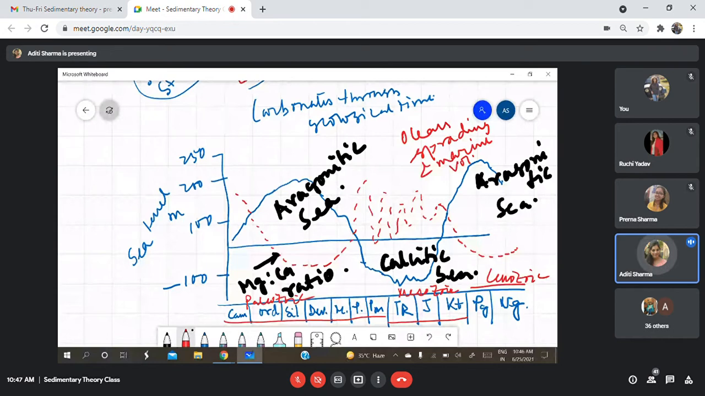And when there is tectonic quiescence, during that time the Mg to Ca ratio increases and the metastable carbonates will be less and less prevalent.